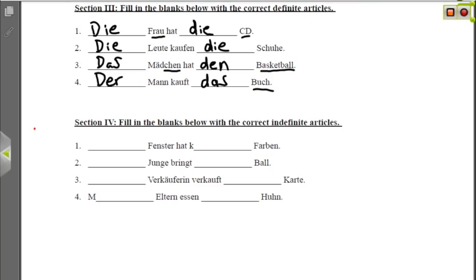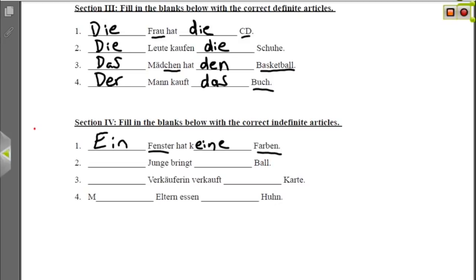Now we want to say a window. Okay? Fenster is a neuter noun, and so we have here ein. Ein Fenster hat. A window has. A window has no colors. Here we have Farben, which is plural, and therefore we have to have keine. Ein Fenster hat keine Farben. A window has no colors.